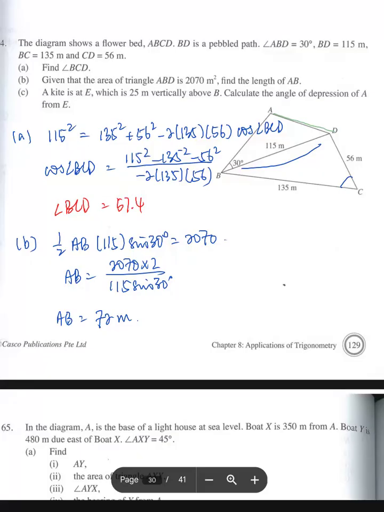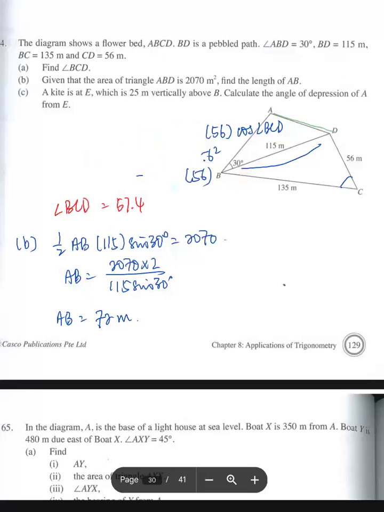Okay, let me remove some stuff. Okay, a kite is at E, which is 25 meters above B. Okay, so I'll just put it here. This is E. Calculate the angle of depression of A from E. So it's around here. Okay, so a bit hard to visualize.